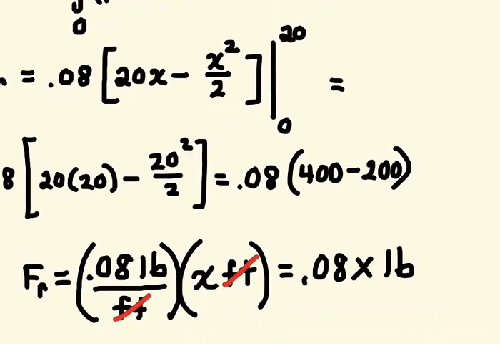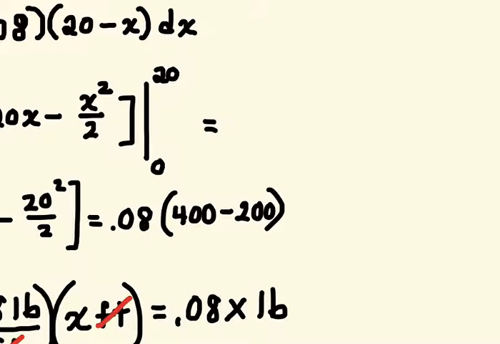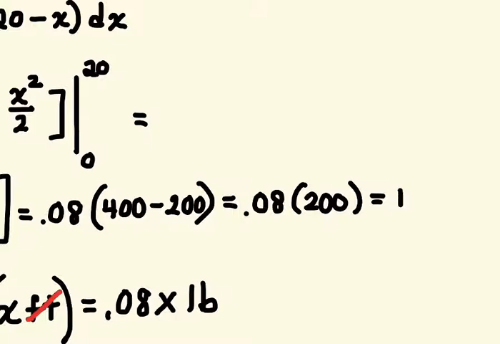Let's see how much room I have here. So this ends up equal to 0.08 times 200, which is 16. And this is 16 foot-pounds. Let's put a box around this final. Oh, this is actually, let me highlight that. That's the work done to pull the rope up.